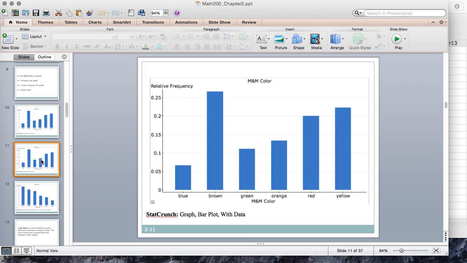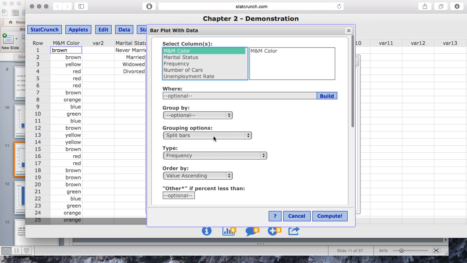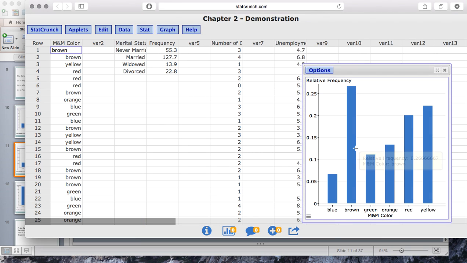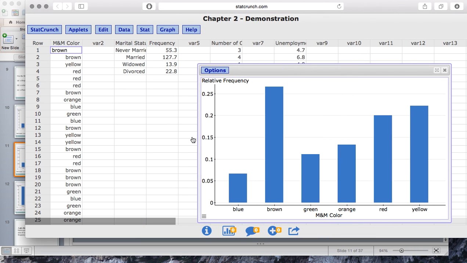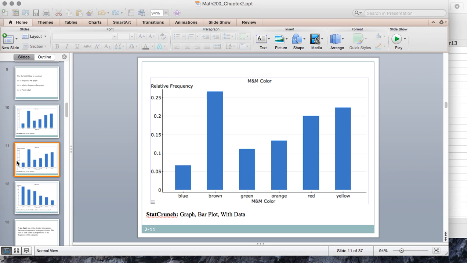Now, if I want a relative frequency instead, which if you look along the y-axis, it has proportion instead of frequencies, I'm going to do Options, Edit, and then instead of frequency, you can just select relative frequency, and that's going to change this. You can drag this to make it a little wider, and again, I could add a title if I wanted. It has M&M color along the bottom labeled there, and then relative frequency in this direction.